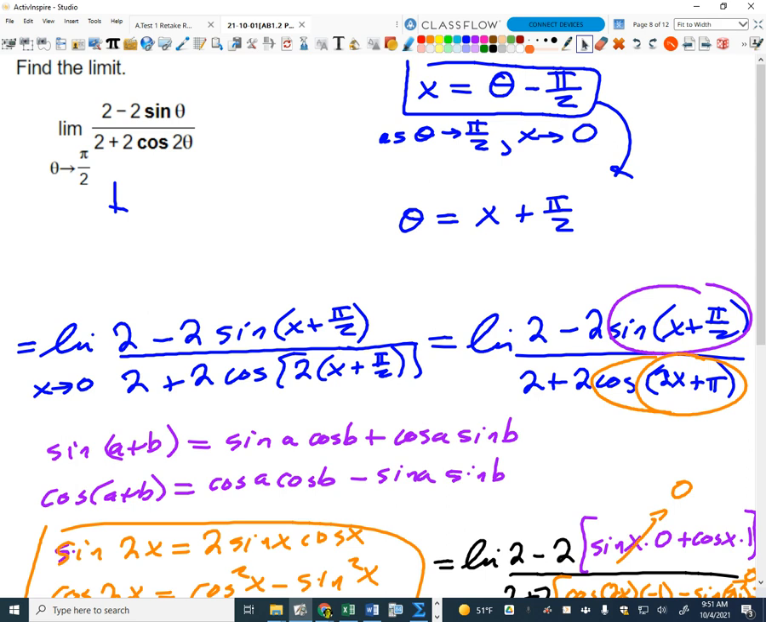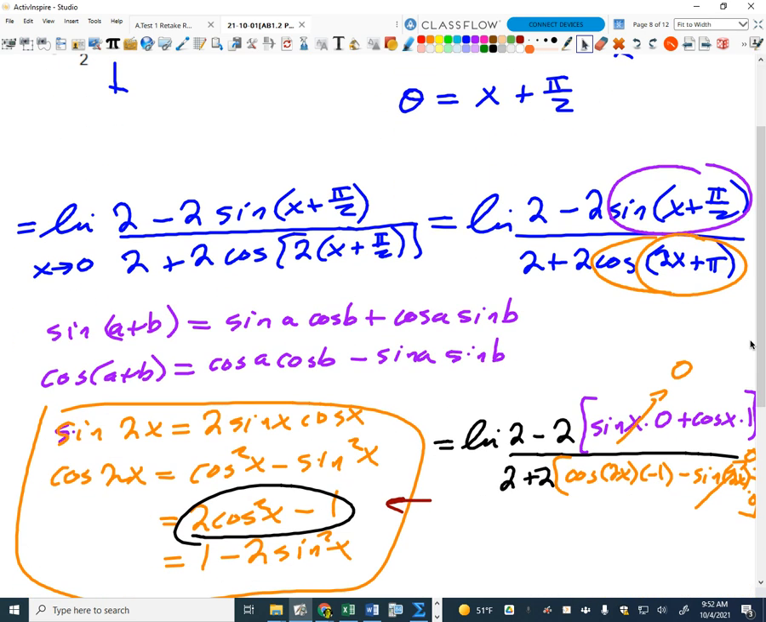In order to convert this limit from thetas to x's, we would have to plug in for theta, right? So we need to take this substitution and rewrite it in a way where we solve for theta. So theta ends up equaling x plus pi halves. If we plug all that stuff in, then we get this really ugly looking limit. And in the bottom one, we had a 2x, so we got to distribute the 2.